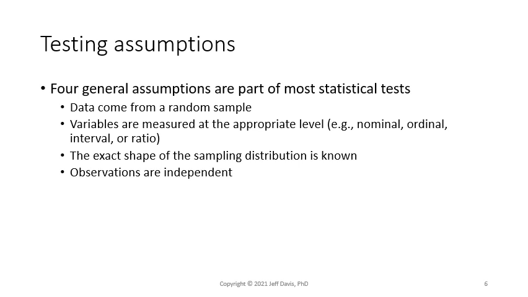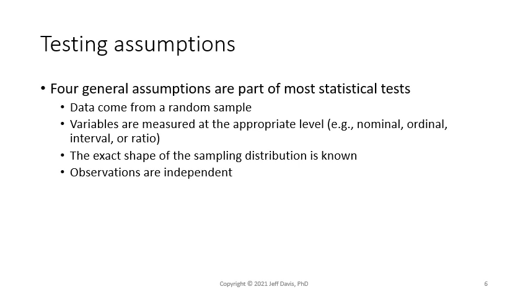When we talk about hypothesis tests generally, there are four assumptions here. It assumes that your data comes from a random sample. We could even say data come from a random sample of a well-defined population, because that would also be important. But you want to make sure it's a random sample.